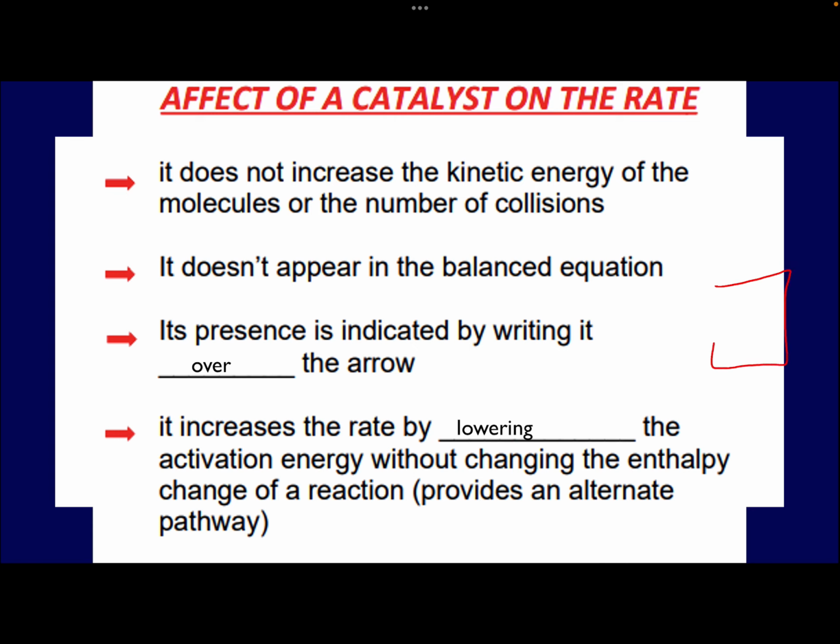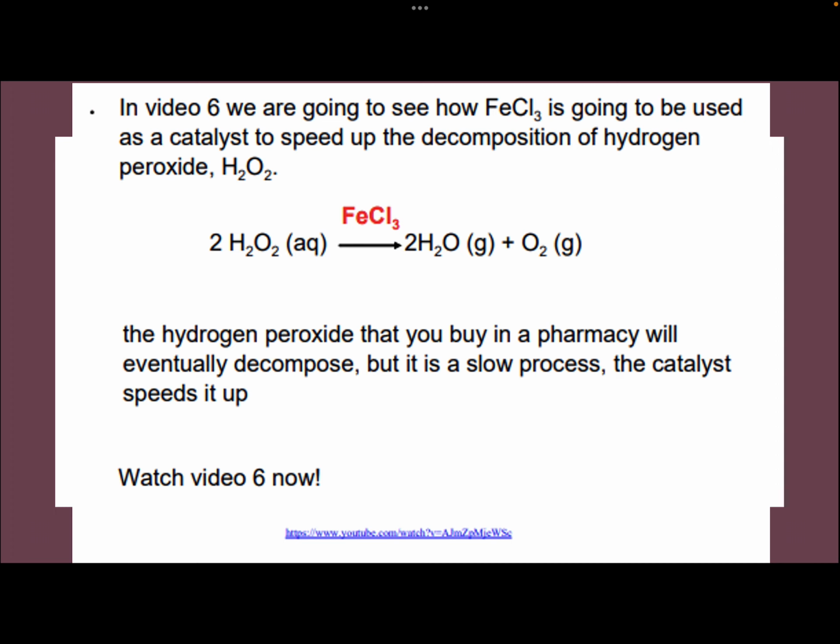So if you were running around a square, and you had a catalyst, it would allow you to cut right through the square because it is giving you an alternate pathway.